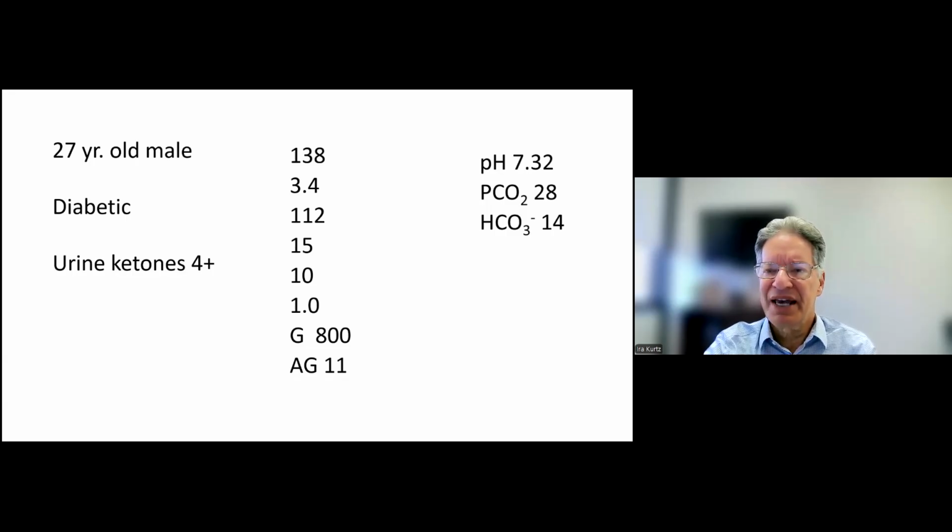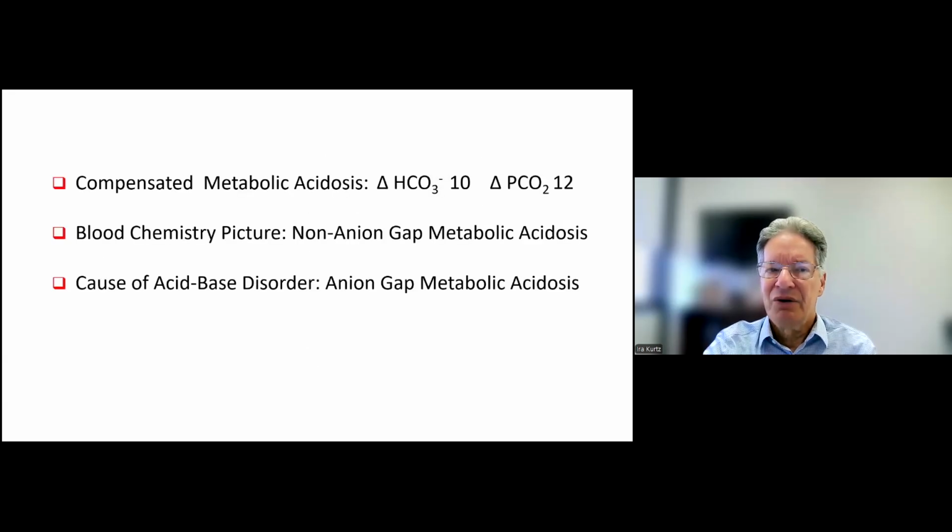So the point of this case is to teach an important point about the anion gap. So we have this acid-base diagnosis, but the blood chemistry picture looks like it's non-anion gap, even though the cause clinically looks like it should be an anion gap metabolic acidosis. So we're left with the question, why is the anion gap in the blood normal?